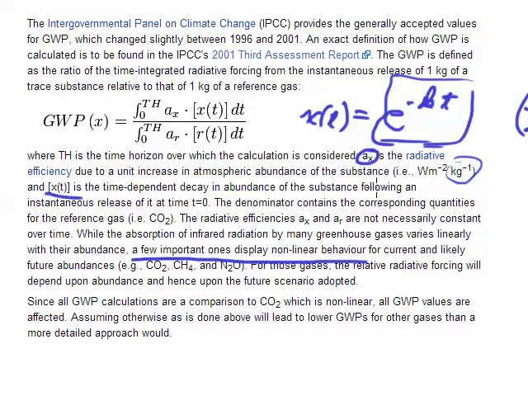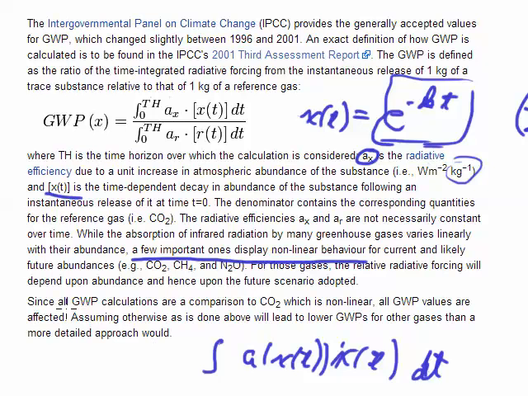In other words, A sub x is not going to be a constant. It's going to be a function of x of t. So you have A of x times x of t. Integral of A of x of t times x of t, dt. No big deal. Since all GWP calculations are a comparison to carbon dioxide, which is nonlinear, and this is something I was asking about earlier, all GWP values are affected.